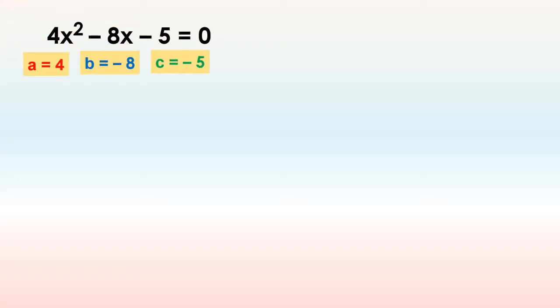Next example, we have 4x squared minus 8x minus 5 is equal to 0. Since the equation is in its standard form, we are now ready to identify the values of a, which is equal to 4. For b, we have negative 8, and for c, which is equal to negative 5.